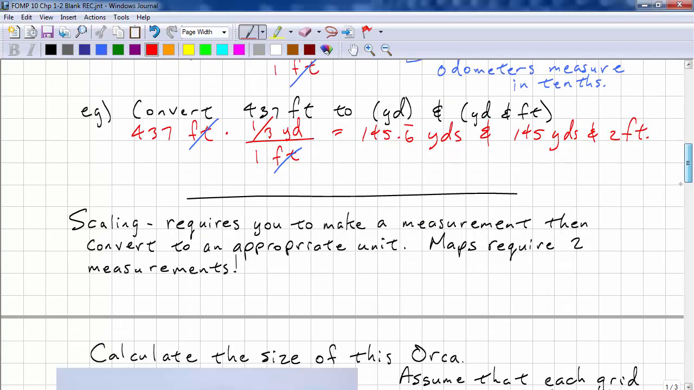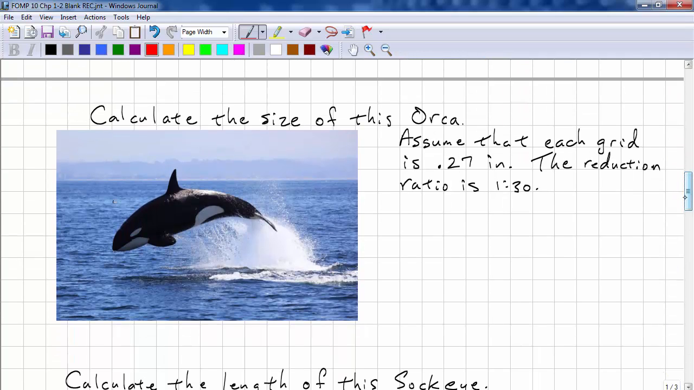Okay, we must learn how to scale in imperial units. We need to make a measurement and then convert it to an appropriate unit. And maps require 2 measurements, one to measure the scale part and then the actual measurement part. But first, we'll start with the simple ones.